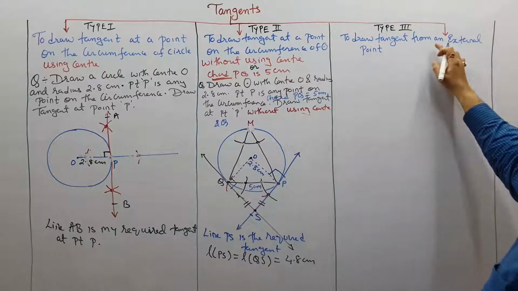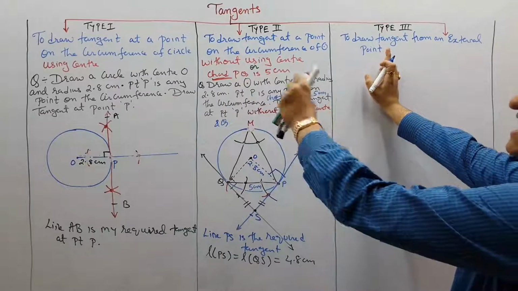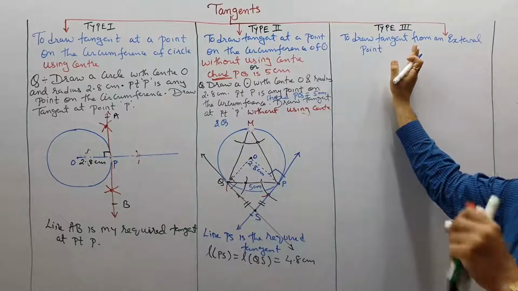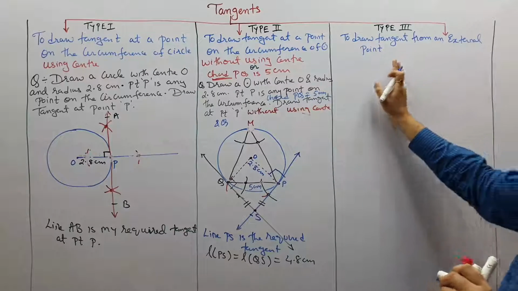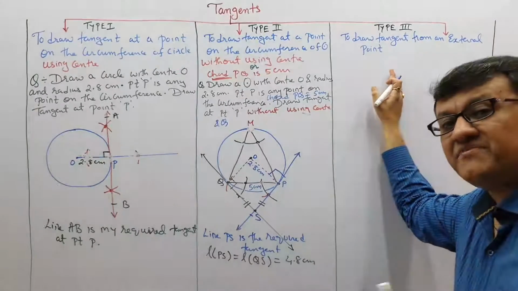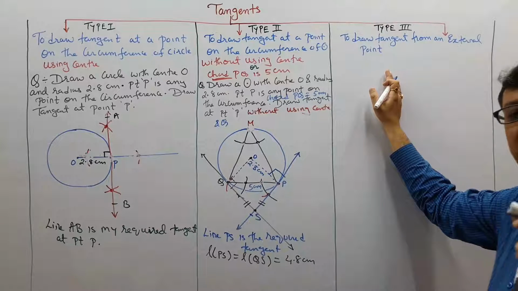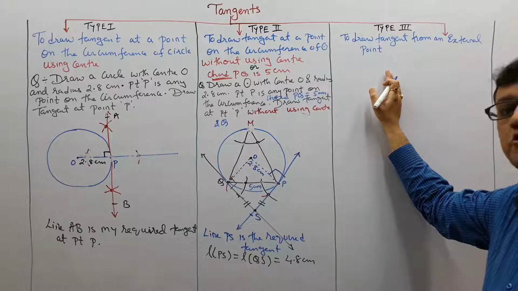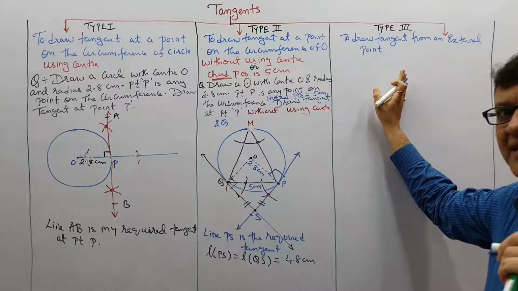To draw a tangent from an external point. So type 1, type 2, it was on the circumference of the circle. This totally differentiates itself from type 1, type 2. Why? Because this is not there on the circumference of the circle. This point is somewhere outside. So let me directly give you a question. And what should be there in the question for you to claim this as type 3.